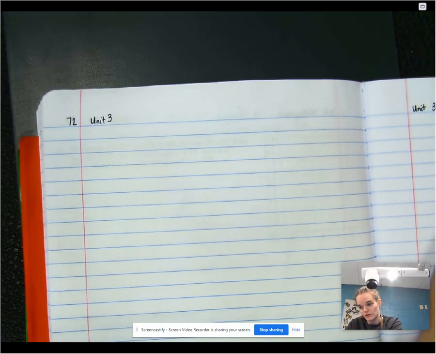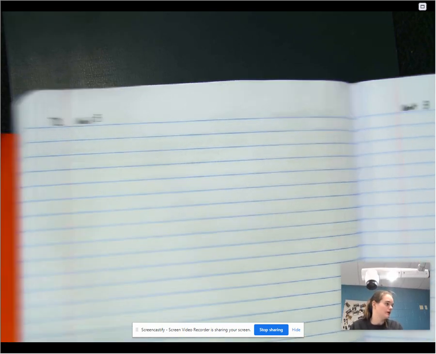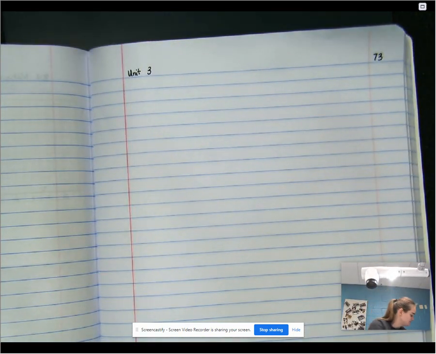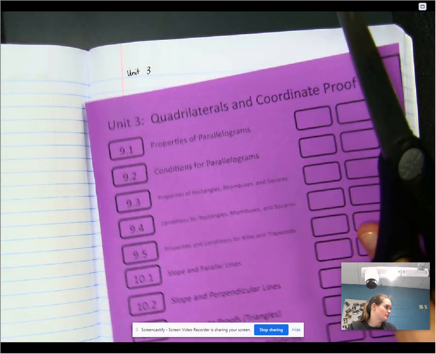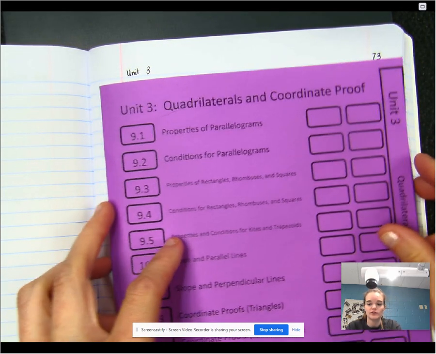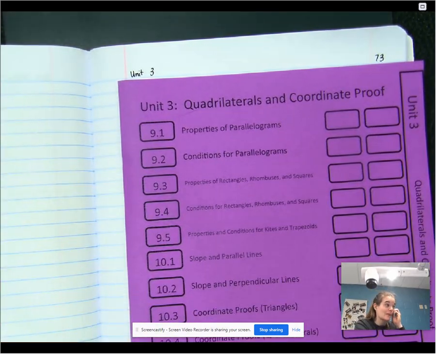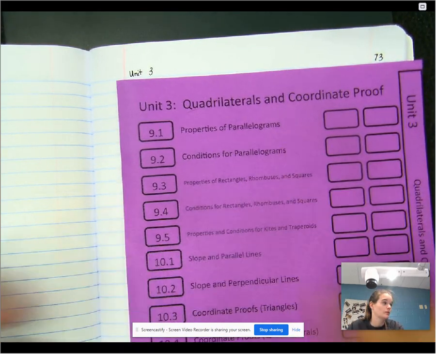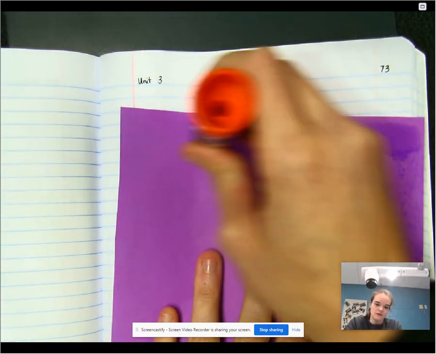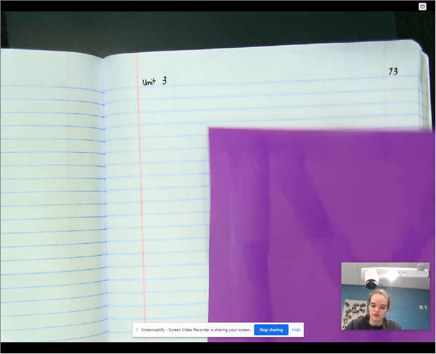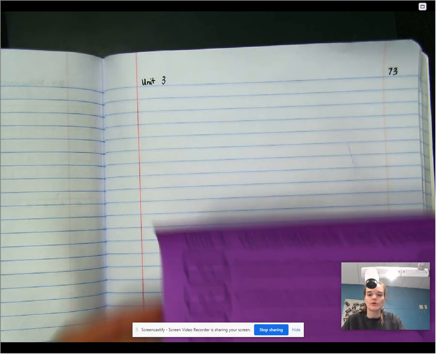which is attached to this video, or will be given to you in class, of course, if you're in class. So you're going to cut off the extra space. You're going to glue this so it sticks out on page 73. The first one we're going to do is 9.1 Properties of Parallelograms. That's what this video is. We will finish Module 9 between now and Christmas break, and then we'll pick back up with Module 10 afterwards.